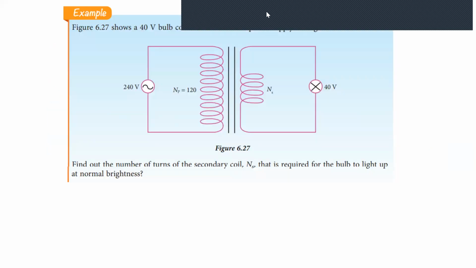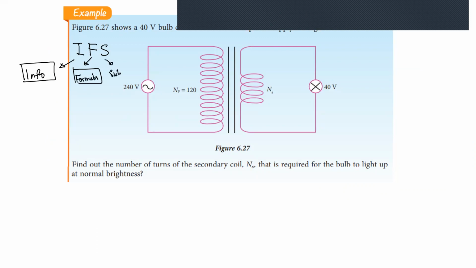This is an example from a textbook. Okay, so every time when we want to solve questions, remember the three letters I, F, S. I means we write down the info first. F means we write down the formula first. S means we substitute.